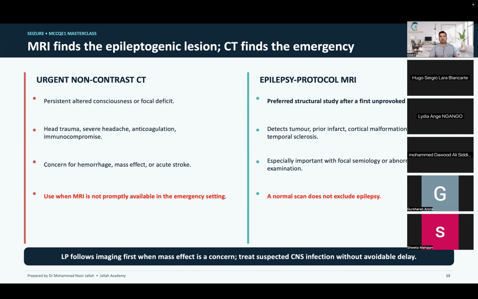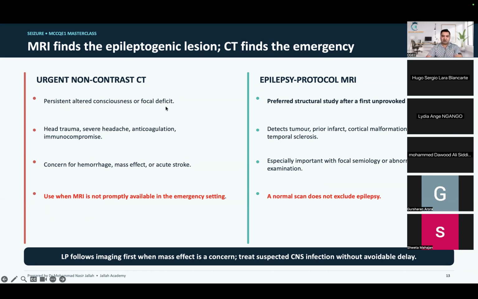Say my patient never had epilepsy, a head trauma happened, and then the patient developed seizures. Now this is an emergency. I don't do MRI, I do a non-contrast CT scan. But if my patient is an epileptic patient who never had any chance to do any imaging, now I would like to do imaging for him with an MRI to see what happened and what causes this epilepsy. I hope it makes sense.